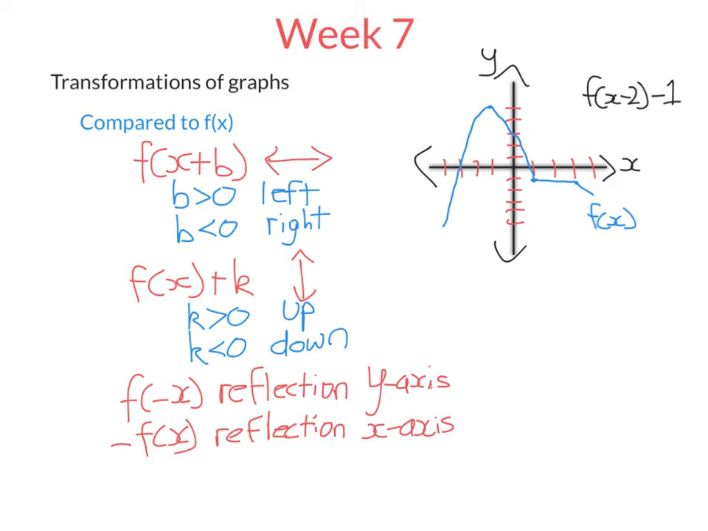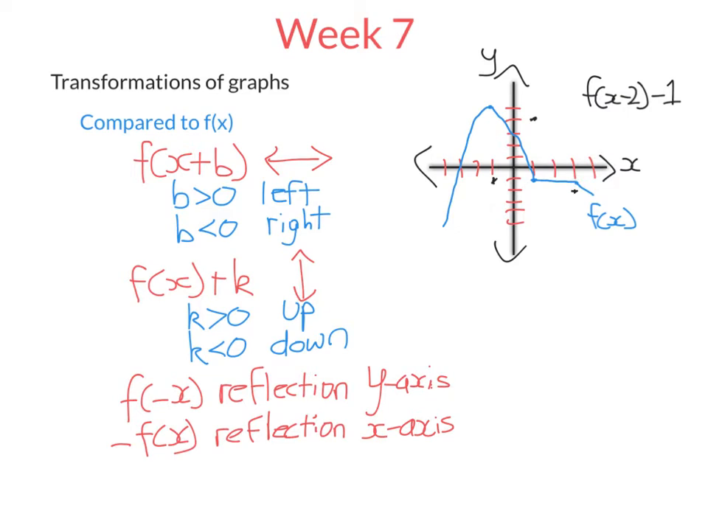Of course, we can't shift every single point here. We can't draw that. That would take forever. So what we're going to look at is distinctive points. For example, this x-intercept here, we're going to shift it 2 units to the right and 1 unit down. This turning point here, we're going to shift it 2 units to the right and 1 unit down. This point here, where it turns from a curve to a line, we're going to shift it 2 to the right and 1 down.